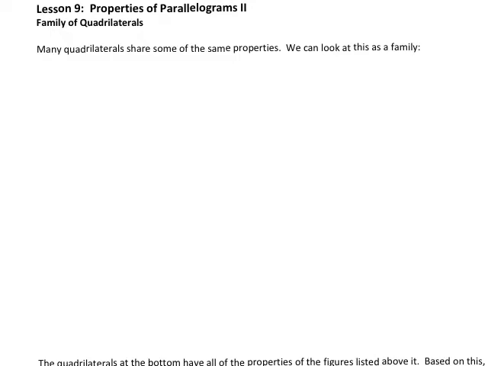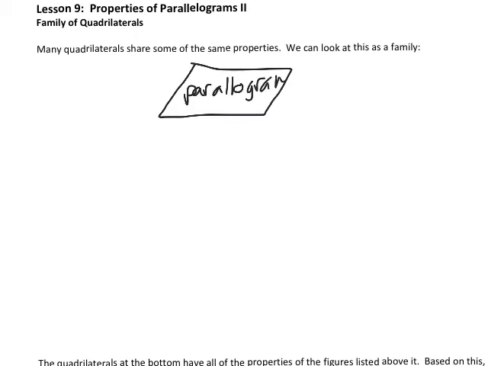Today we're going to talk about a family of quadrilaterals. So we're going to look at special parallelograms. Many quadrilaterals share some of the same properties, so we can look at this in a diagram. At the top we have our parallelogram, and we know our parallelogram has specific properties. Opposite sides are congruent and parallel, opposite angles are congruent, and the diagonals bisect each other.